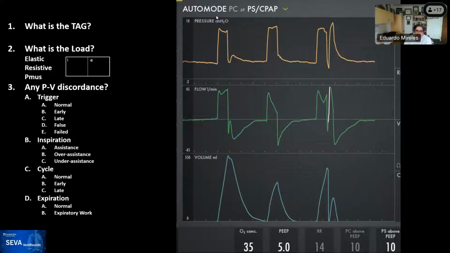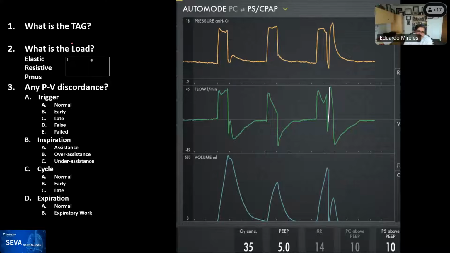As you know, when we do these VentRounds, there's a moment in which we need you to tell us what the tag is. So in the chat, if you want to type in what is the tag, this will help us move along, and I'll just put it here. So test yourself, put in what you think is actually the tag for this mode.